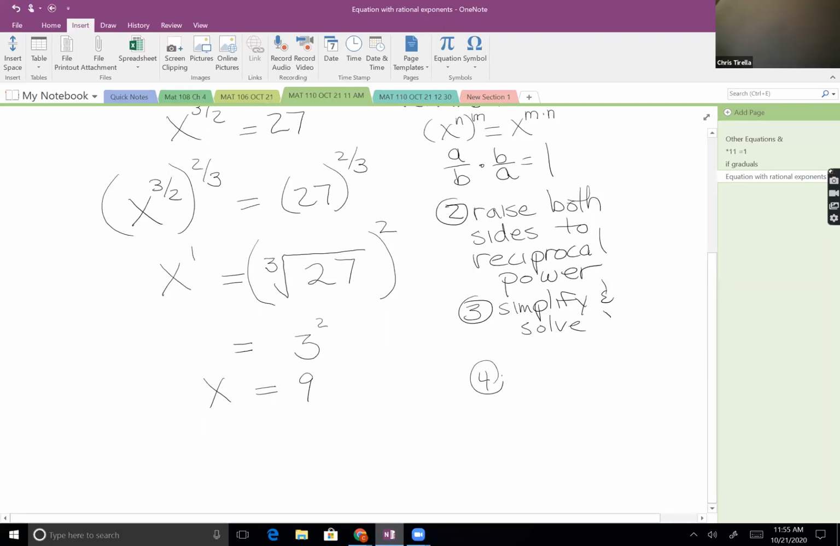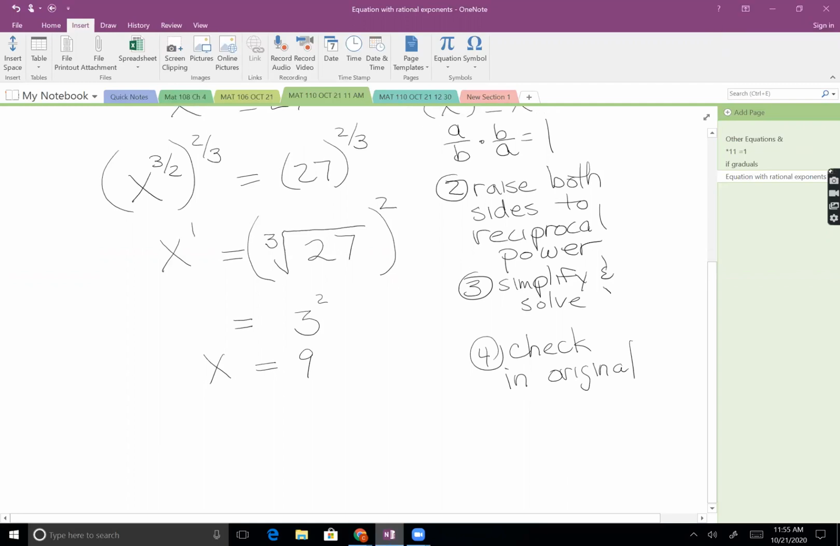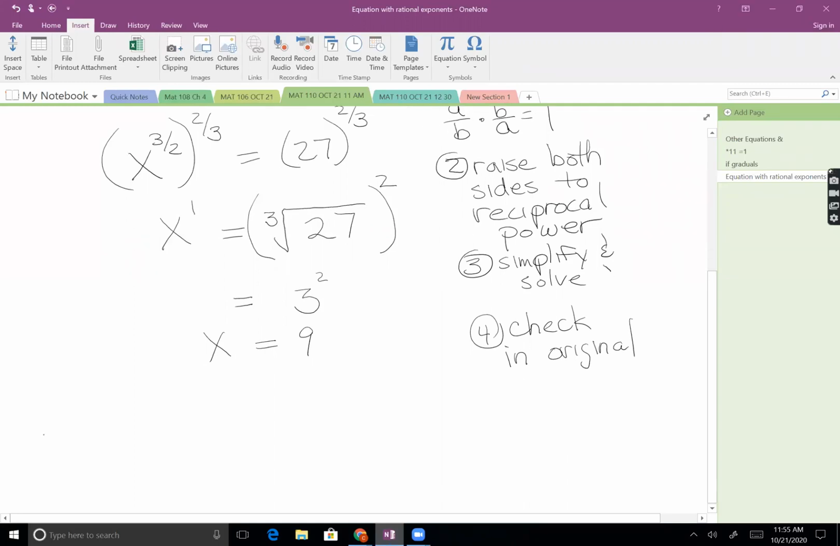And again, because I was raising both sides to a power, with these, it's equally important to check. And when you check, you always go back to the original, because sometimes we can get a solution that works in our derived equation that wouldn't work in our original equation. And our original equation was x to the 3/2 plus 3 has to equal 30.